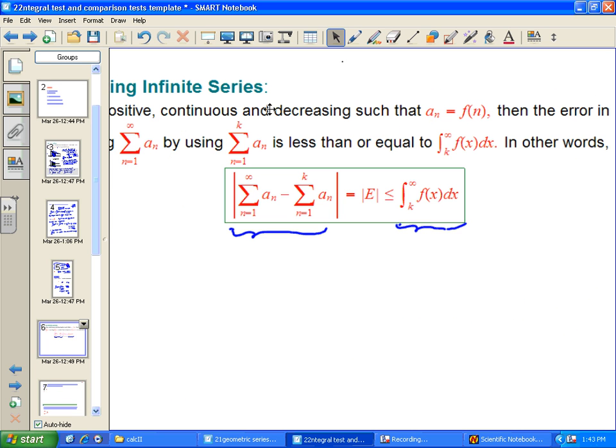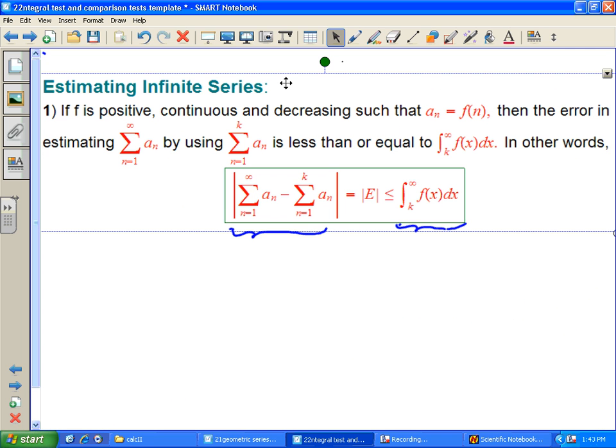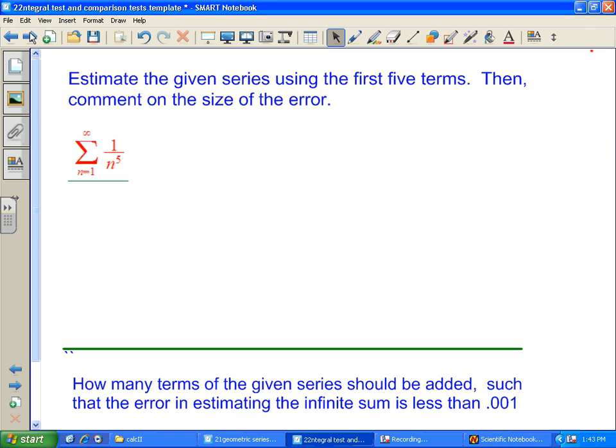Okay, so this is called the estimation theorem for positive series. So let's do an example to see what we mean by this. Here we go. Estimate the given series using the first 5 terms, and then comment on the size of the error. So instead of adding up the infinitely many terms, we're going to add up the first 5 terms. That would be a big time-saving strategy. But then we need to have an idea how far off we are from the actual answer. To answer that, we're going to use the estimation theorem.